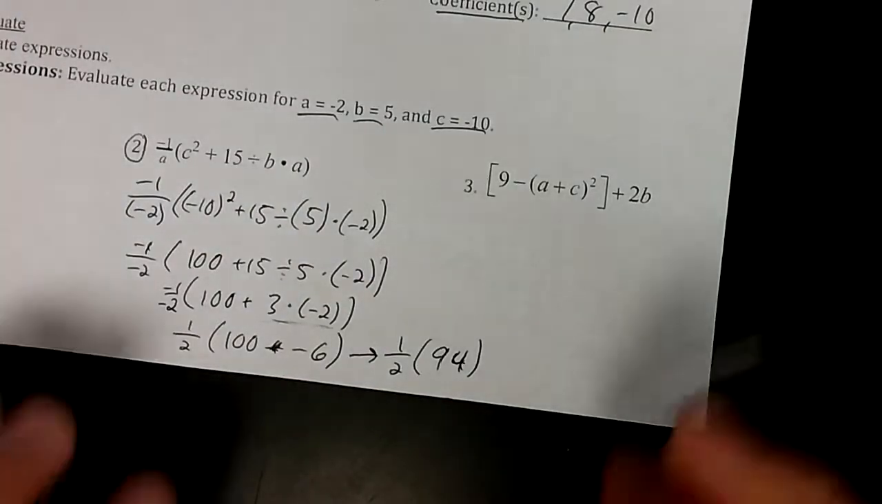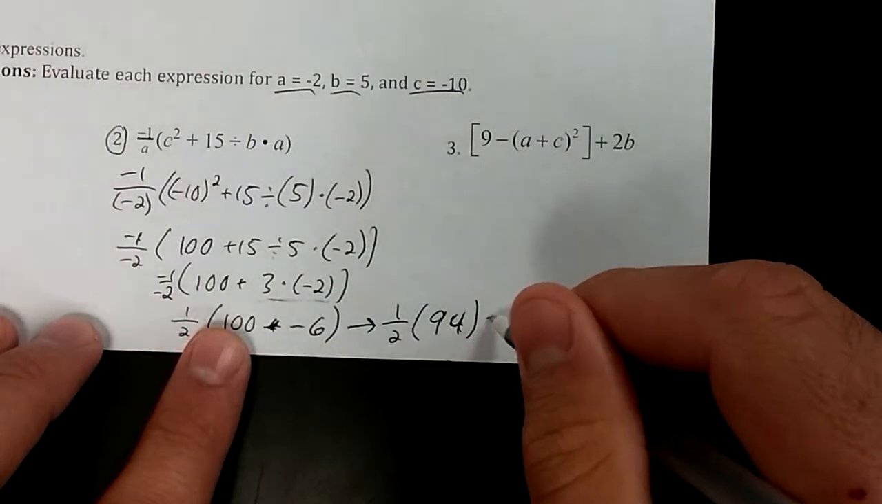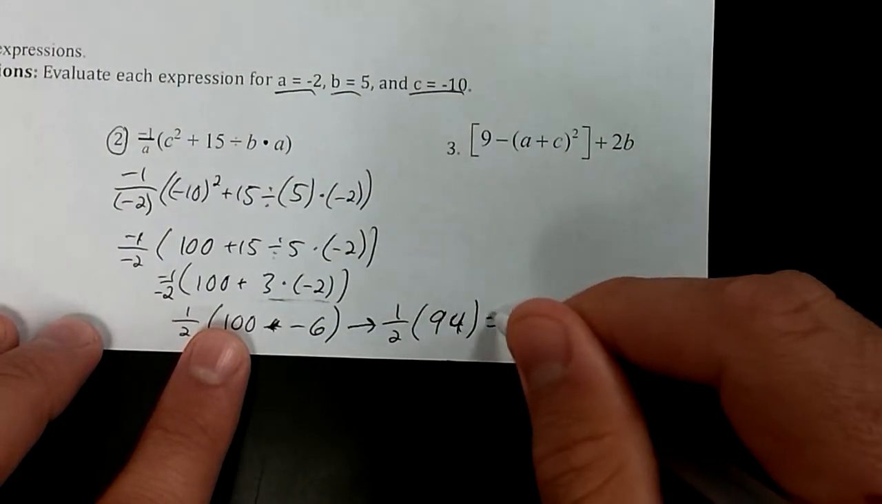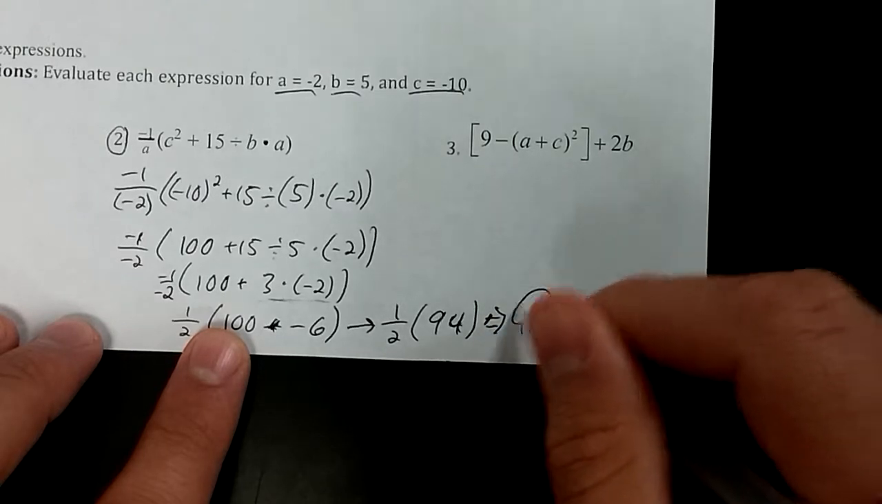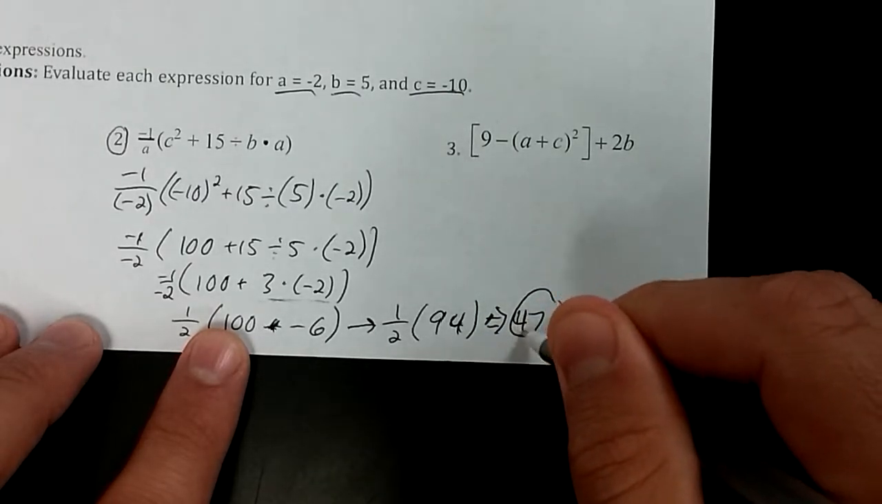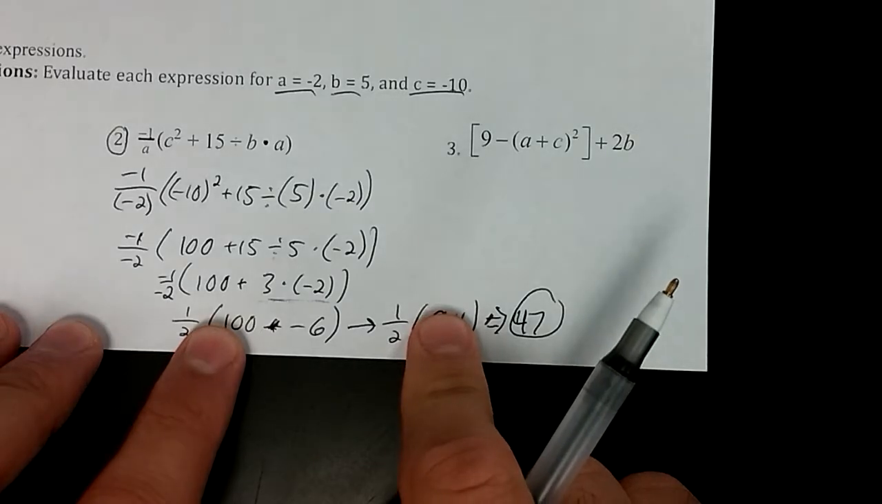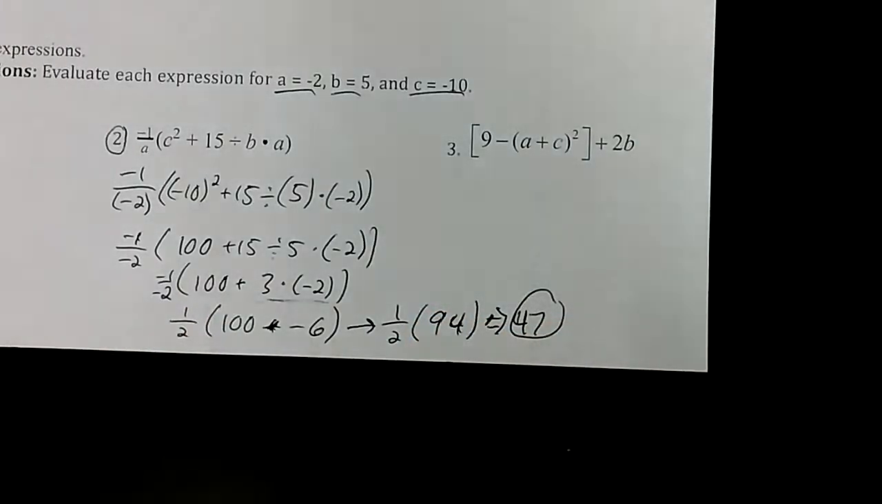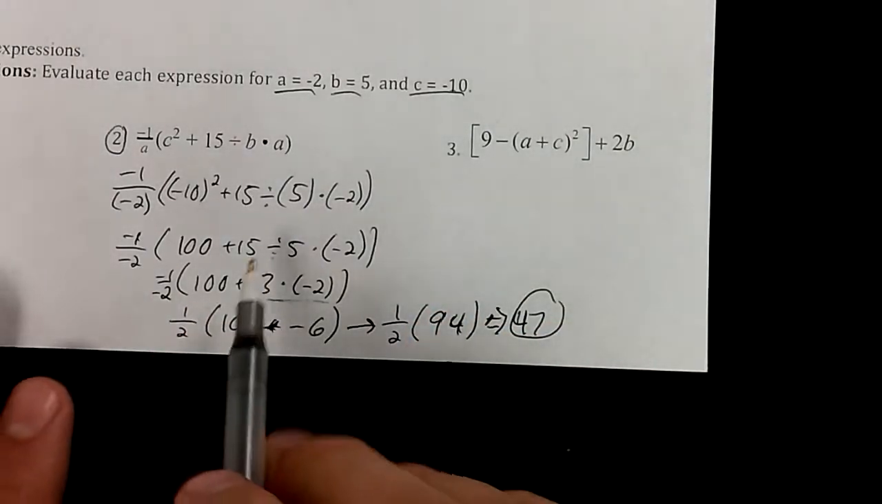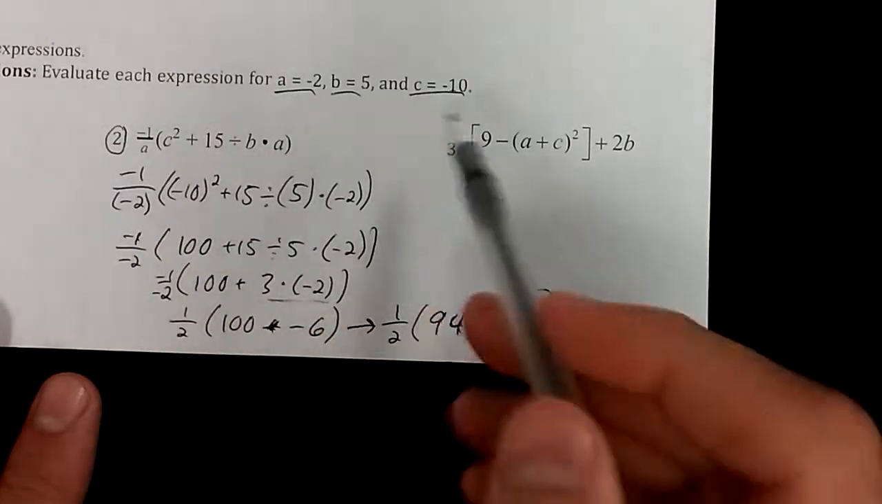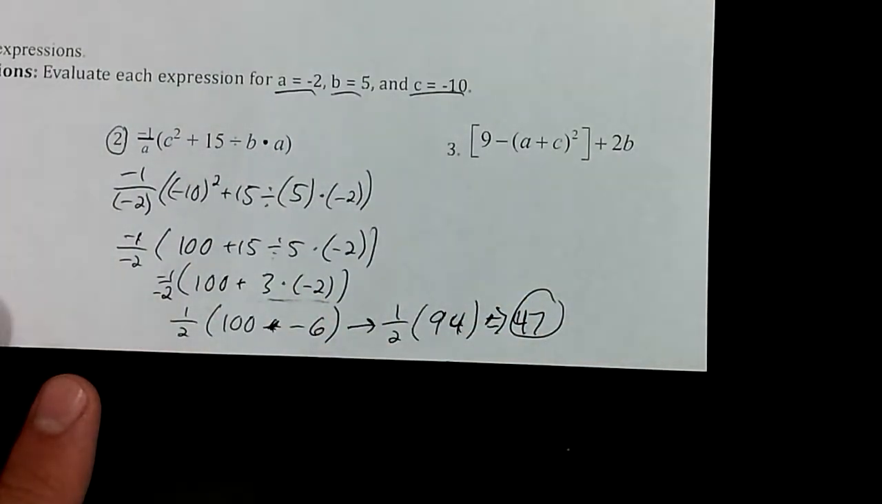And half of 94 is going to be 47 as your final answer. So this is really not a whole lot different from the order of operation example, except the only step that's different is the first step where you have to plug in these 3 numbers for A, B, and C.